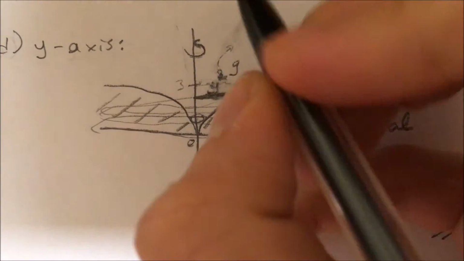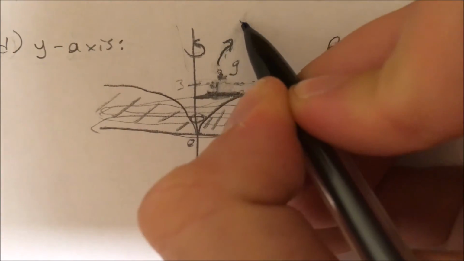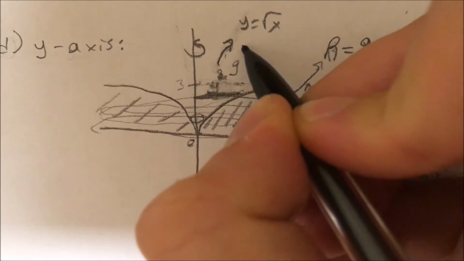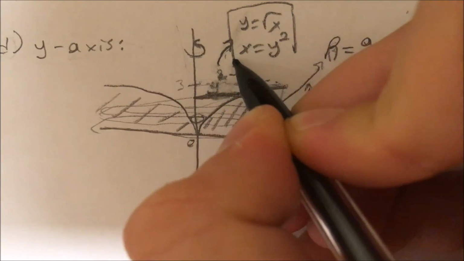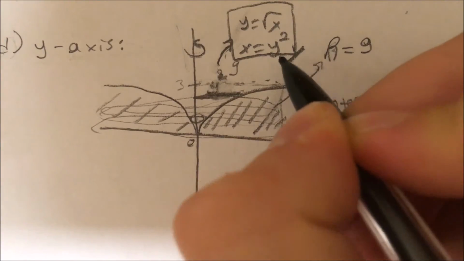Again, if you look at our small r, those are all equal to the x values. And our x values are equal to y squared because of what we were given in the beginning of the question.